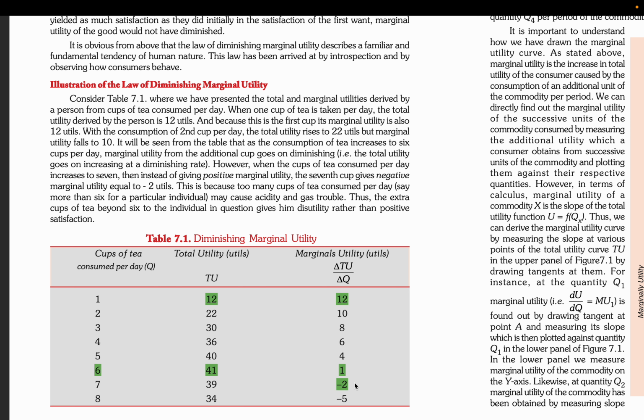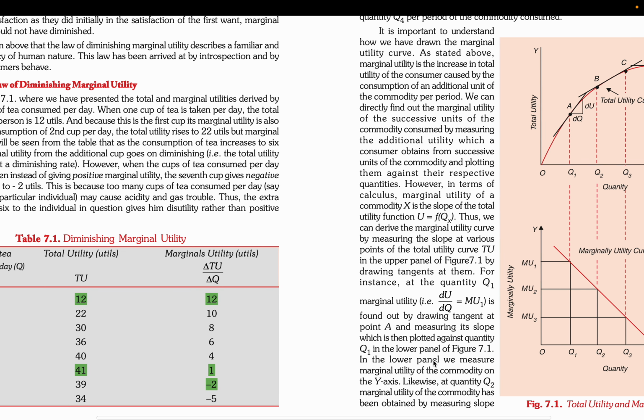However, when the cups of tea consumed per day increases to 7, then instead of giving positive marginal utility, the 7th cup gives negative marginal utility. It's because too many cups of tea consumed per day may cause acidity and gas trouble. Thus, the extra cups of tea beyond 6 give the individual in question disutility rather than positive satisfaction.